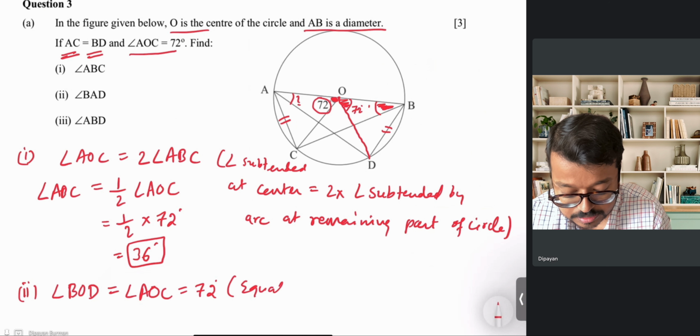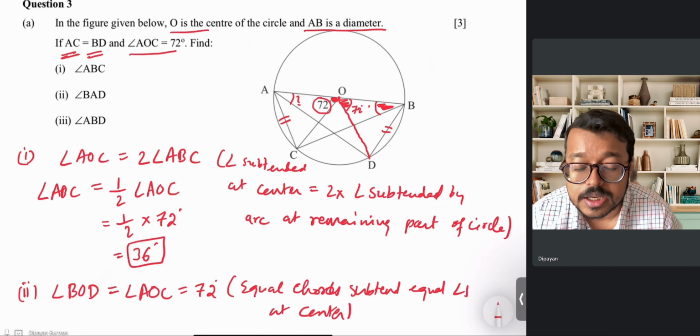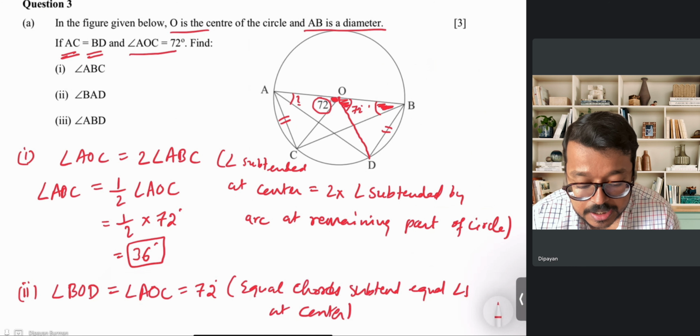Equal chords subtend equal angles at the center. That's the theorem.